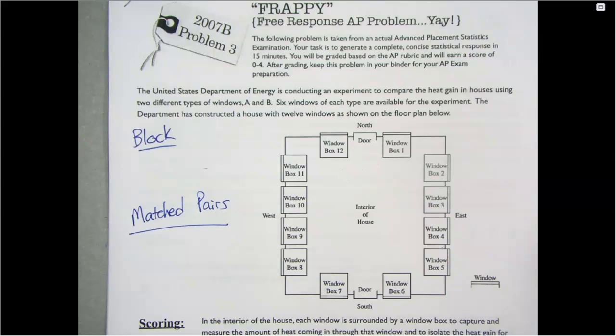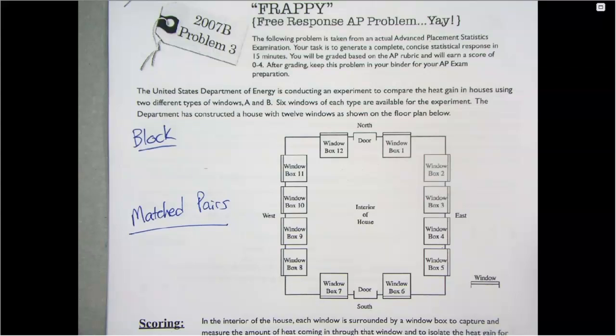So we got these windows. We're trying to see, there's 2 types of windows we're gonna put. So we're gonna put window type A and window type B and see which one keeps the heat in the house. Compare the heat in houses. So what matters is the direction it's facing, right? Like facing east, facing west, with the sun rising northwest. Those are gonna be different things.